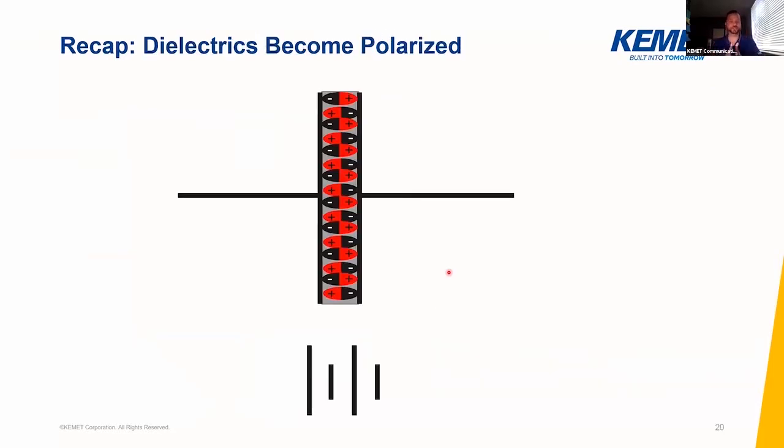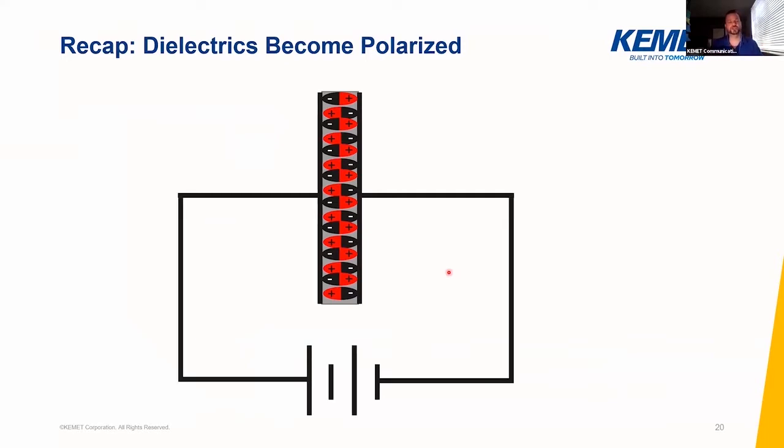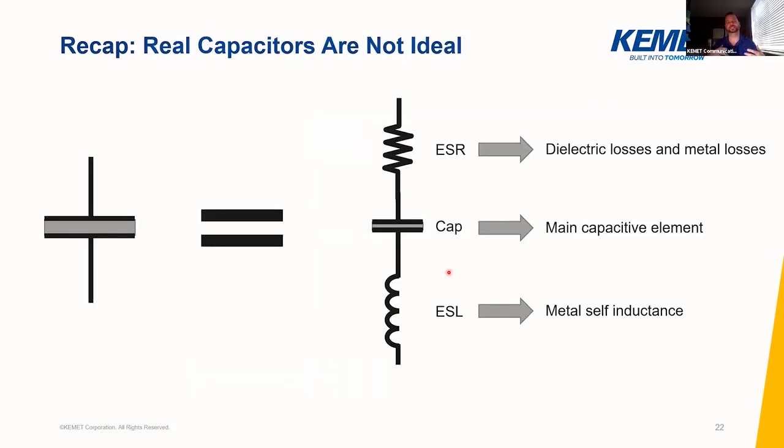Then dielectrics are materials that become polarized in the presence of an external electric field. So not like your usual true insulators, these dielectrics have the ability to polarize in the presence of an external electric field. And finally, real capacitors are not ideal.